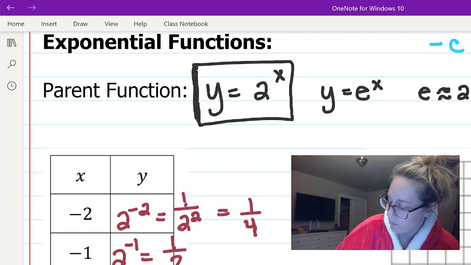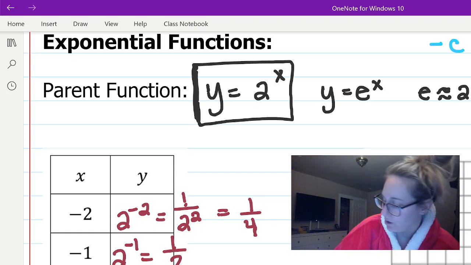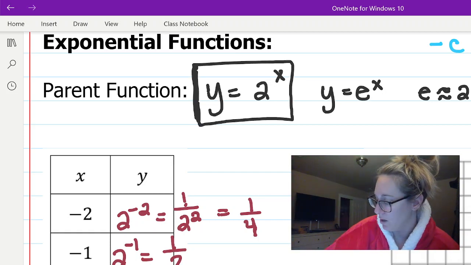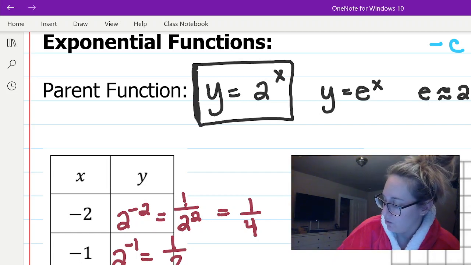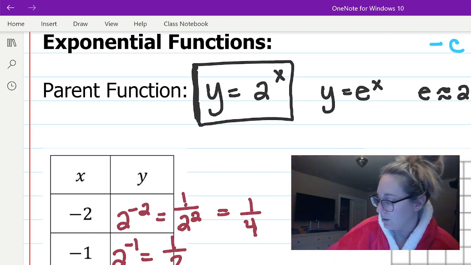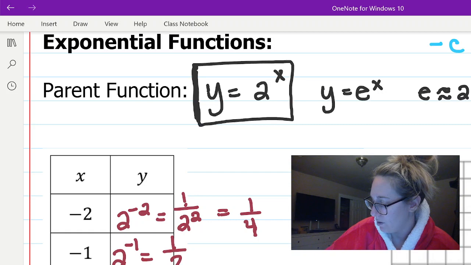Moving onward, we have 2 to the first, which is just 2. So when x is 1, y is 2. And then last but not least, we have 2 squared. 2 squared is 4. So 1, 2, 3, 4.